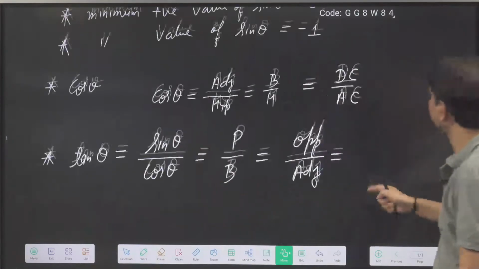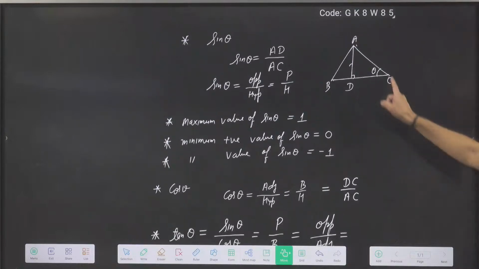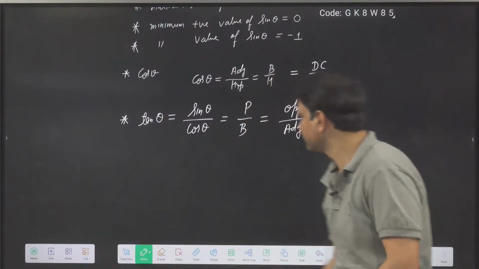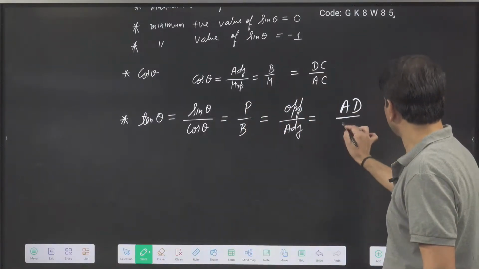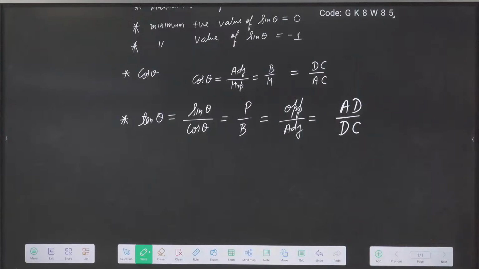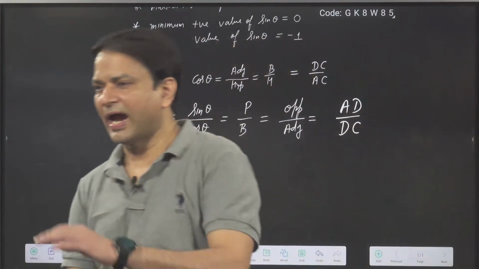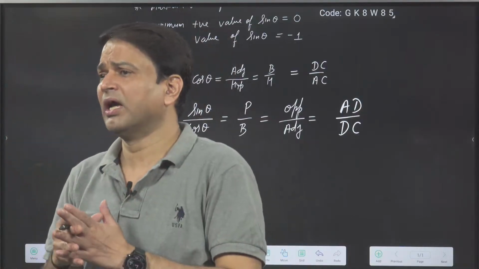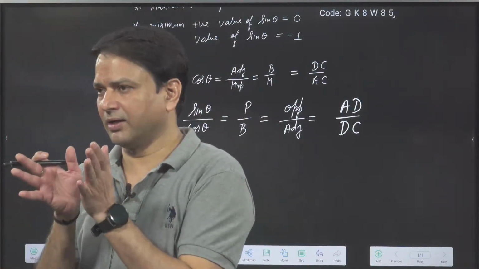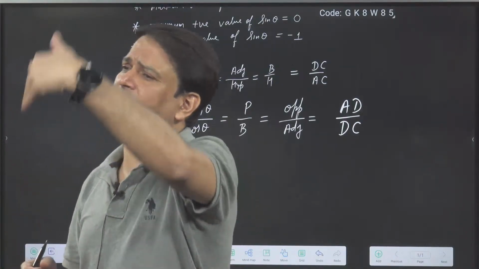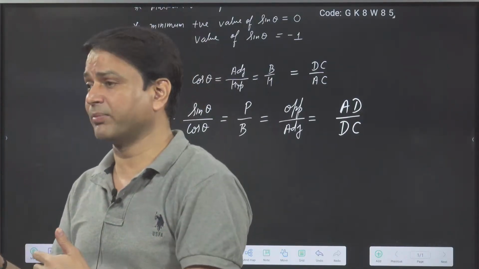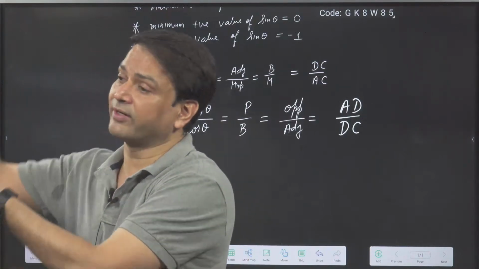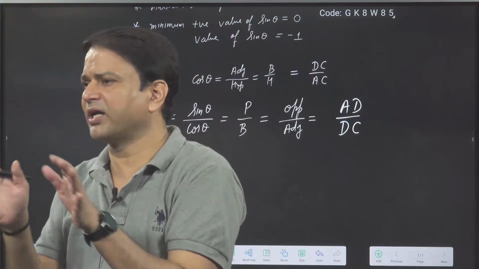And that is equal to what? In this triangle, opposite is AD, adjacent is DC. So we can say AD upon DC. And for tan theta, we will never use the boundary condition, meaning the maximum and minimum. The reason is that in the triangle, we cannot say the perpendicular will always be more than the base, or how much more it can be. It is possible that the perpendicular is very large and the base is very small, then tan theta will be very large. That's why we are not using a boundary condition for tan theta.